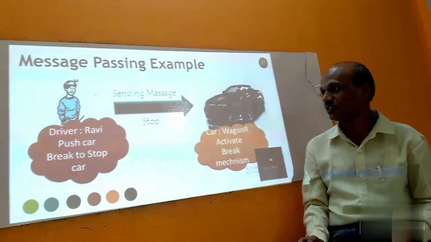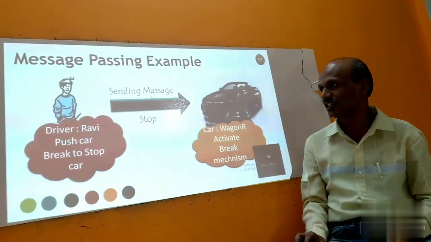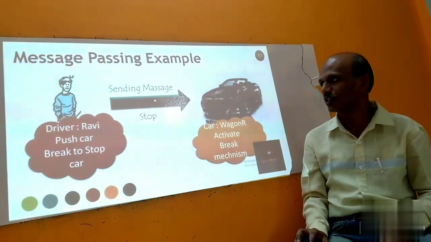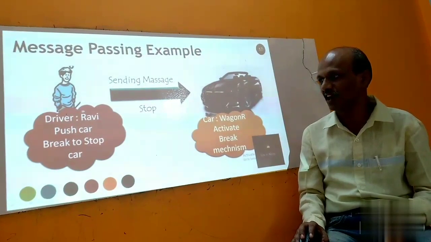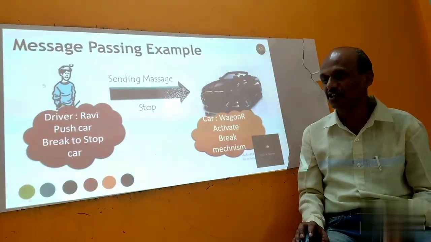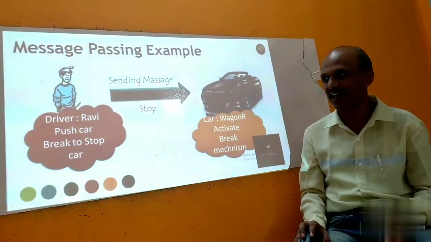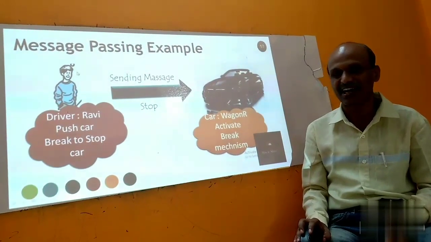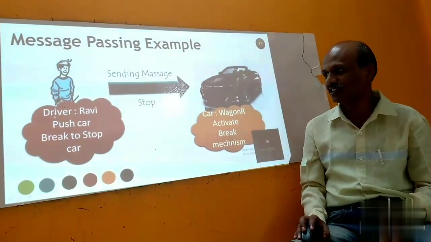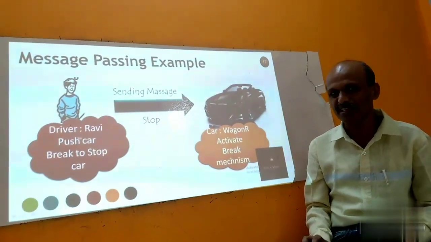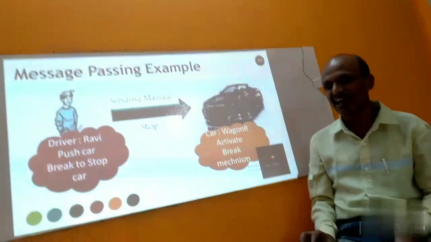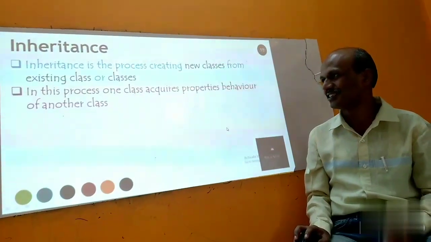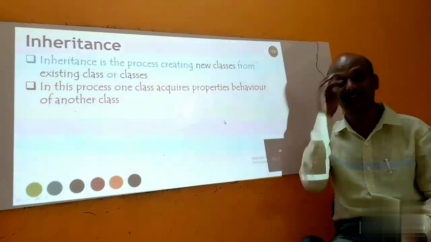So in this way, objects in the real world are sending messages. In the same way, in object oriented programming we are sending messages through methods. Means here a stop method is executed in this class, human class or man class or driver class. And whenever this brake method or stop method is executed, it sends one message to the brake method of another class, that is the car class. So this is message passing.